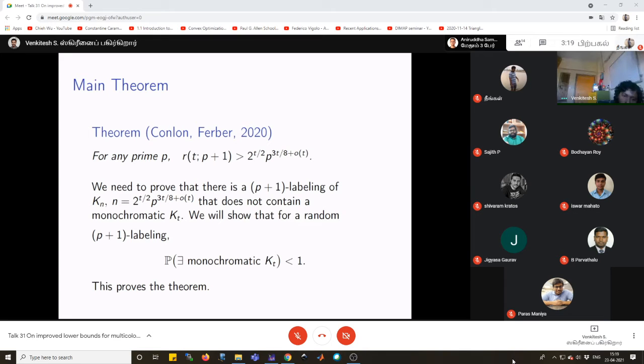Okay. What does that say? Well, it says that the probability of there not being a monochromatic Kt is strictly positive, which means there must be at least one point in the sample space corresponding to which the probability mass is positive. So there must exist such a labeling corresponding to which there is no monochromatic Kt. That is what we want to prove. Okay. So this is just a probabilistic rewriting of what we would like to prove. If we can show this, then we are done. Alright, I hope this one is clear.